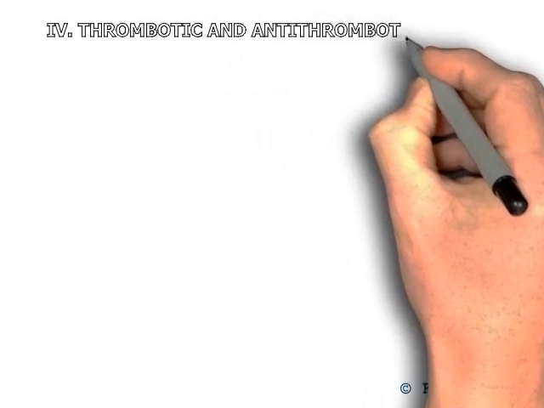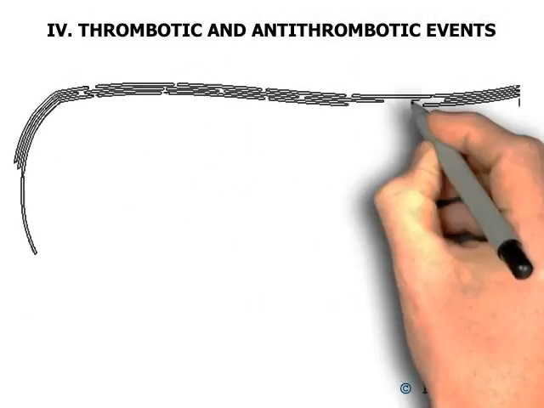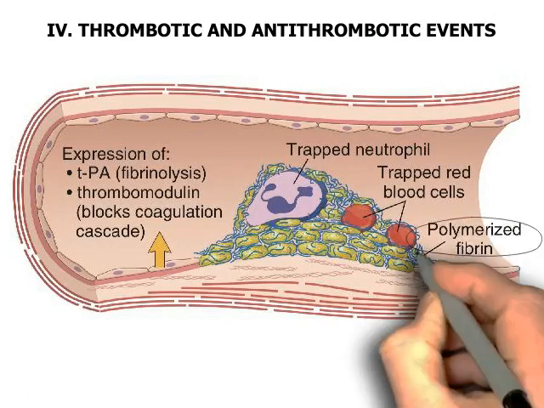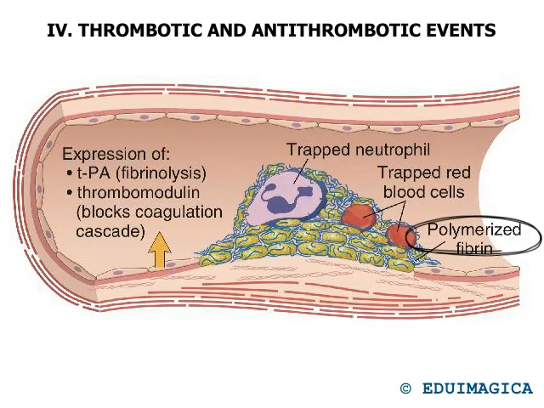Now let's talk about the thrombotic and the antithrombotic events. In this, polymerized fibrin and platelet aggregates undergo contraction to form a solid, permanent plug that prevents further hemorrhage. At this stage, counter-regulatory mechanisms are set into motion that limit the clotting to the site of injury. This was all about blood clotting, or hemostasis.